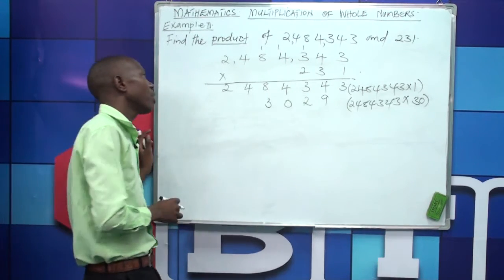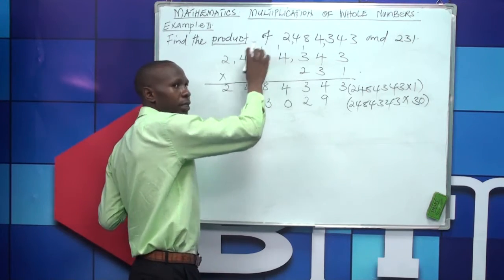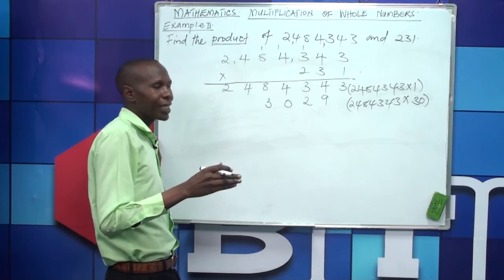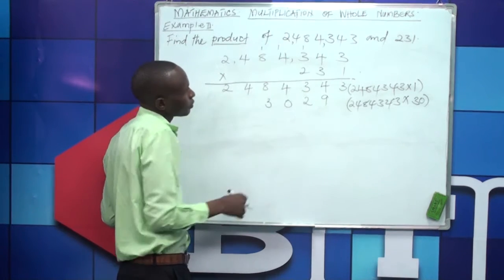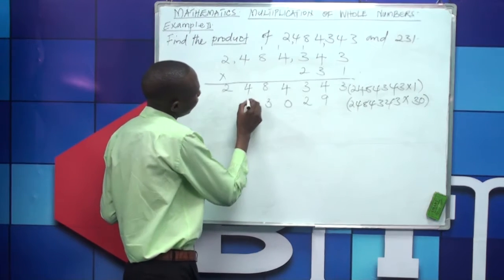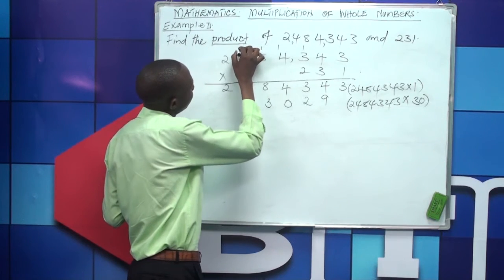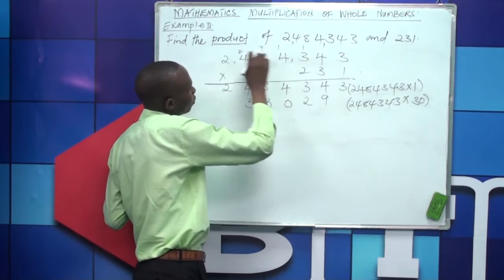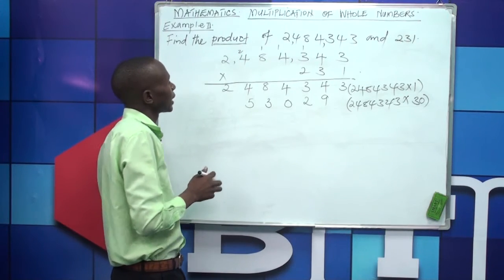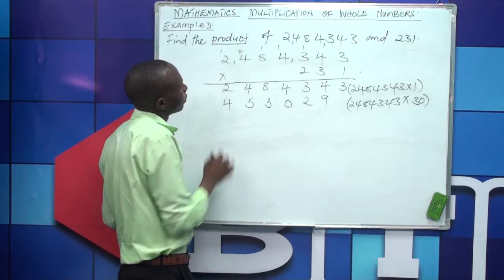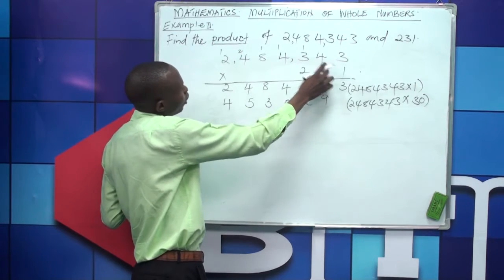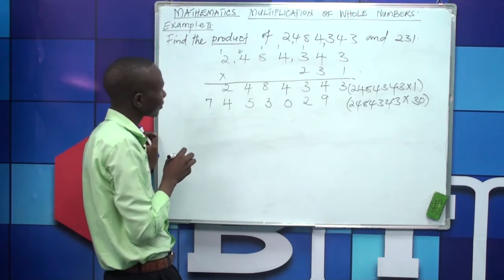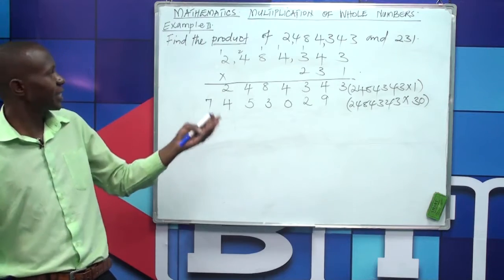We shall continue and say 3 times 8. What do we get? That will be 24. 24 plus 1 will be 25. So 25, we shall have to write 5. We regroup 2. Okay? After regrouping 2, we shall say 3 times 4. 12 plus 2, 14. 14, we shall have to write 4, we regroup 1. Then we shall say 3 times 2, 6. 6 plus 1, 7. Yes, that will be the second step.